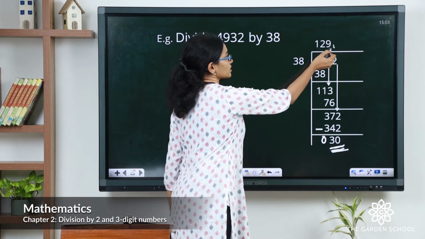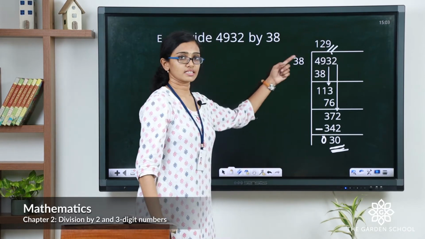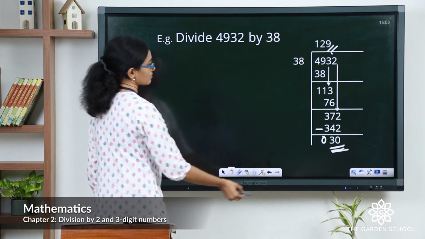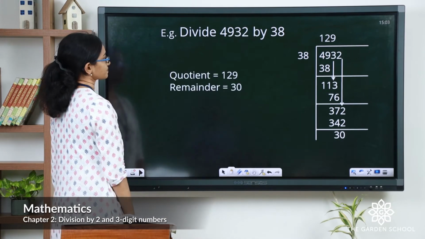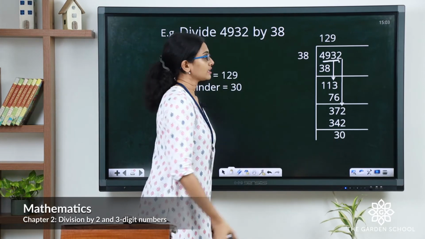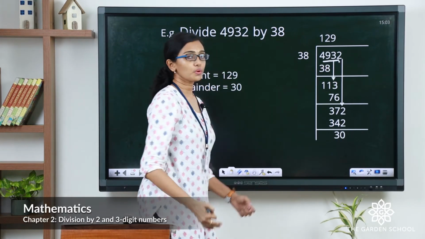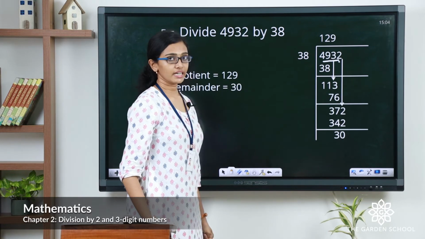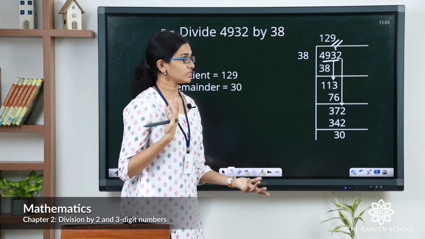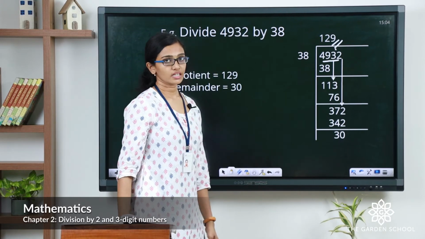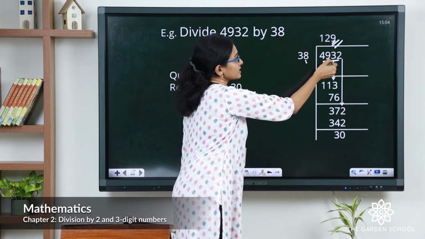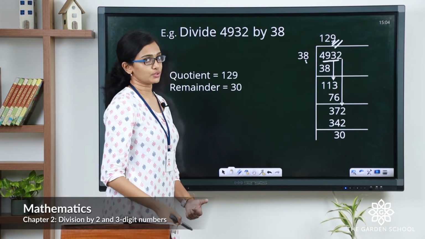So, here what is the quotient? This is the answer and that is the quotient. What is the quotient here? It is 129 and what is the remainder here? 30. Now, how do we get this 30? When 4932 was divided by 38, we got 129 as the quotient and 30 as the remainder. It means that there are 129 38s in this 4932.